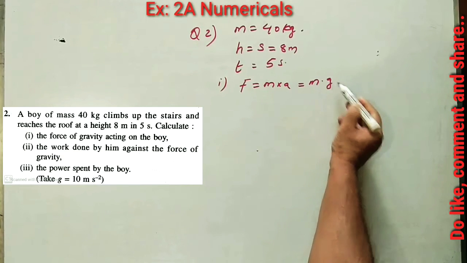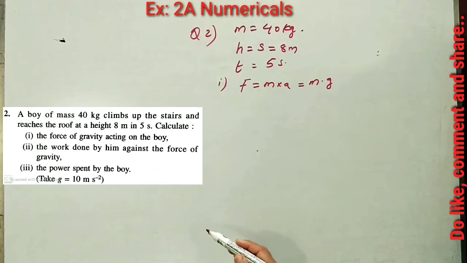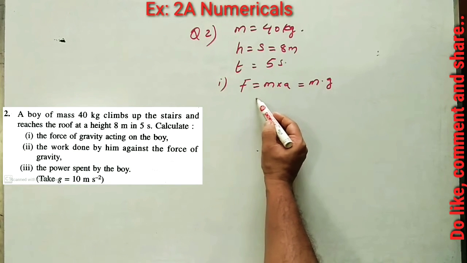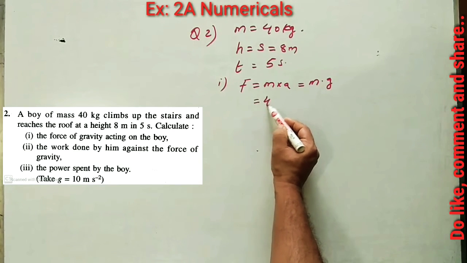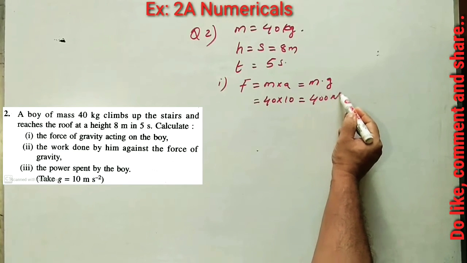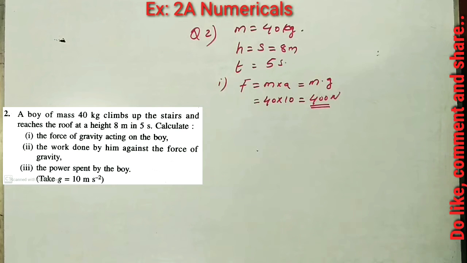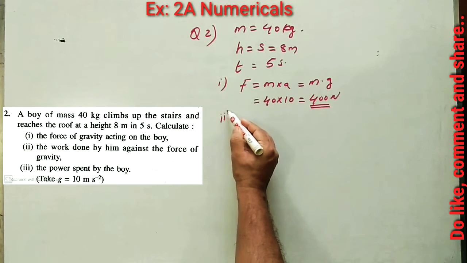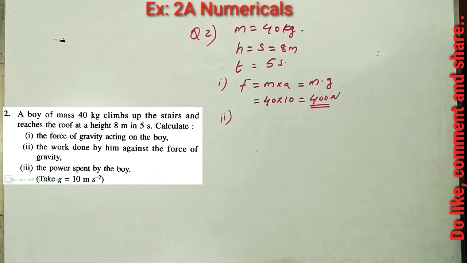Therefore, F is equal to mg. The value of g is given as how much? 10 meter per second square. It is given. Therefore, we can write F is 40 into 10, that's equal to 400 Newton. SI unit of force being Newton. Clear? Now the second part of the question, the work done by him against the force of gravity.